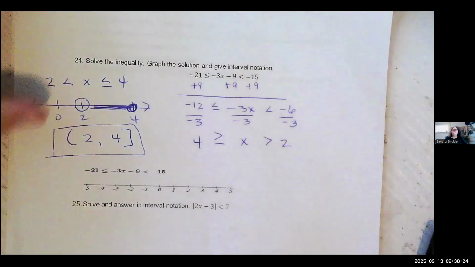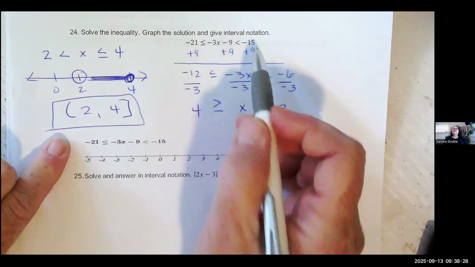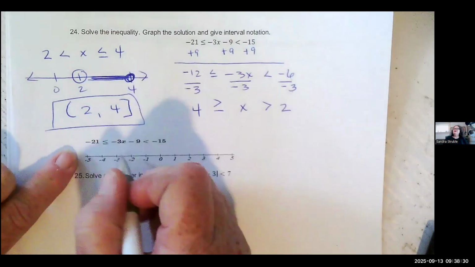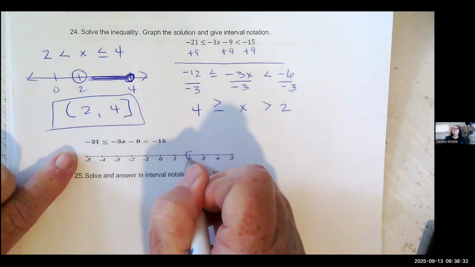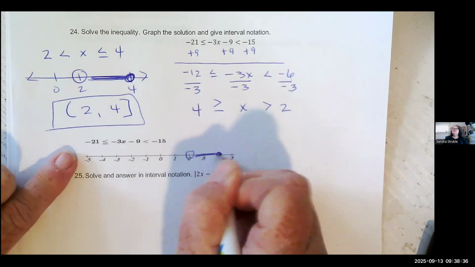Okay, next one. Oh, did I need to graph it? Oh, it says graph the solution. Okay, so graph, well, I graphed it up here, but graphing here. So circle, dot, numbers in between.